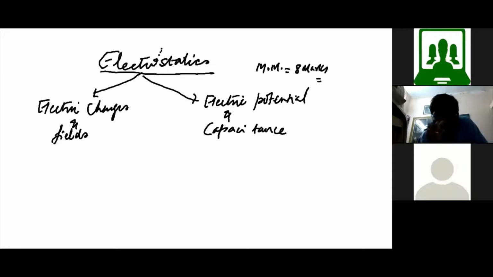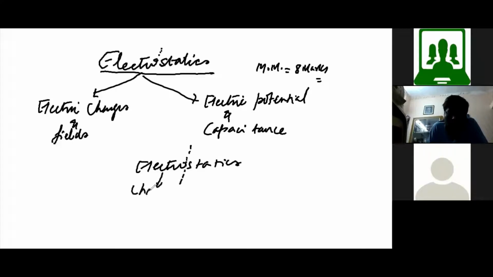Okay. So now we are starting the electric charges and fields. Let me make you understand the meaning of this word, electrostatics. If you divide this word into two parts, electro means what? Charge. And static means what? Something at rest. So the branch of physics which deals with the charges which are at rest is known as electrostatics.